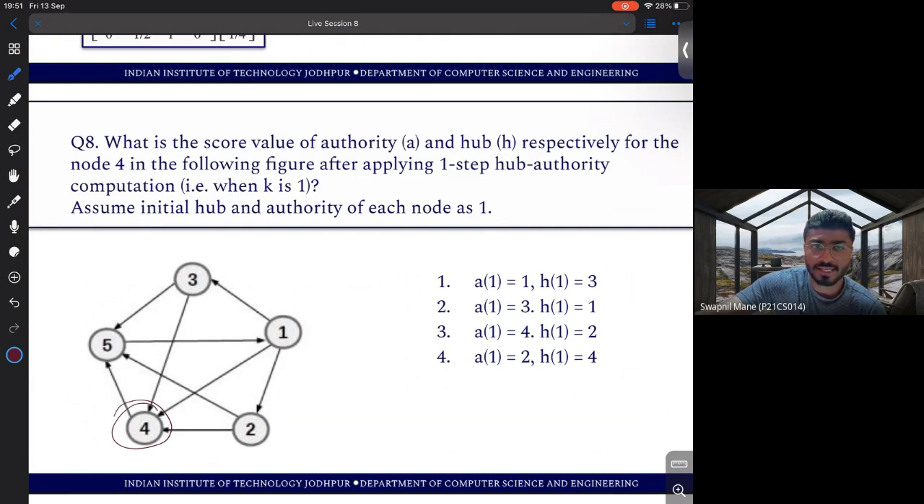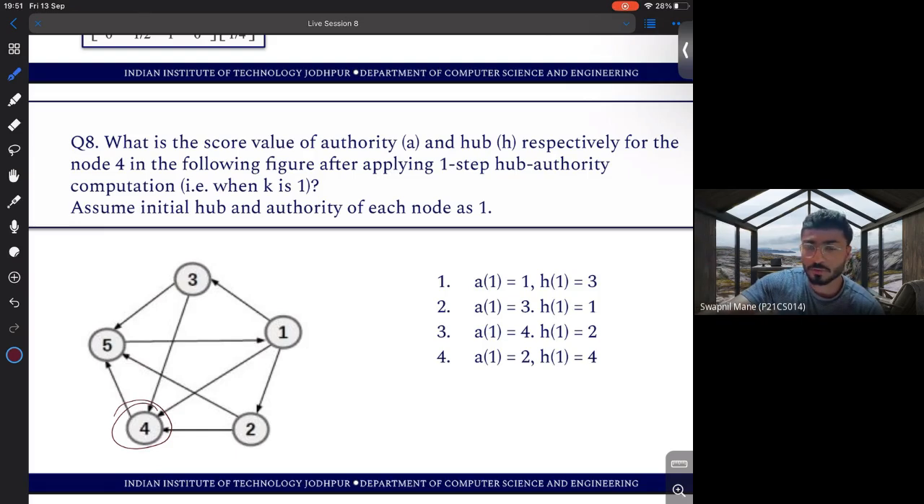When k is 1, k means how many updates we are doing, so here we are doing only one step. Assume the initial hub and authority of each node is 1. We have already discussed this in the previous example: in a graph like this, each node acts in two roles, hub role and authority role. And we stated how we calculate the hub and authority scores in one of the earlier questions.